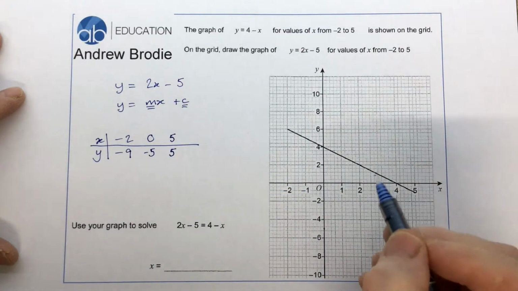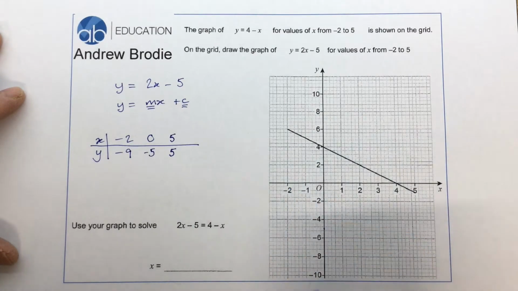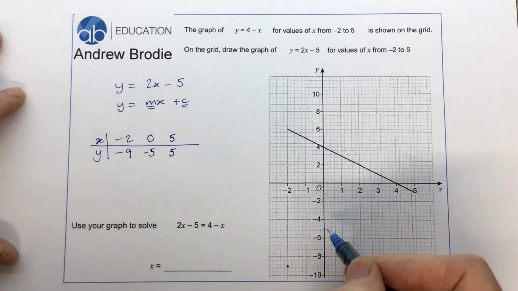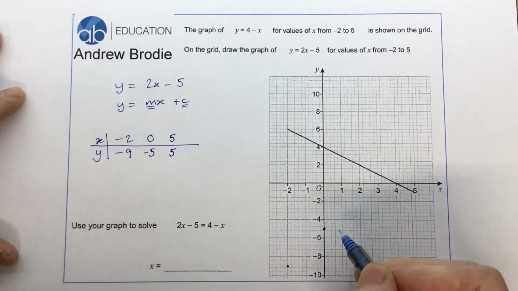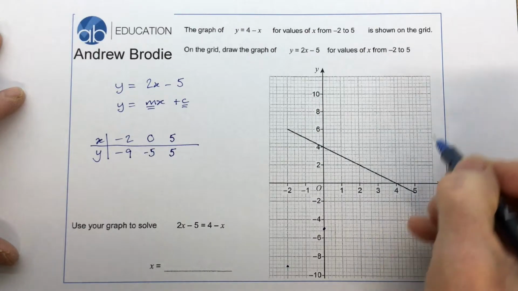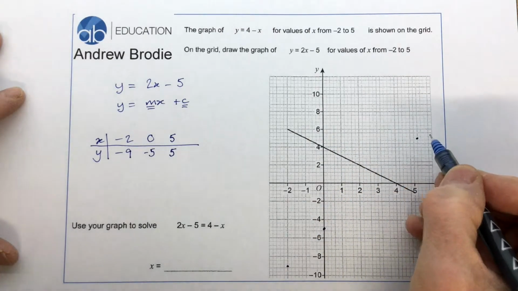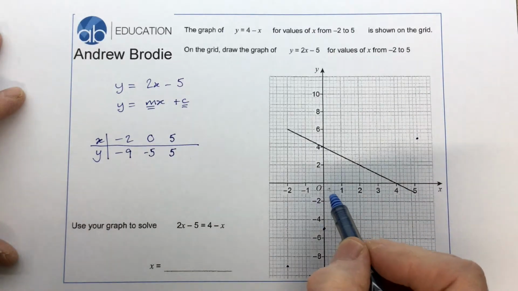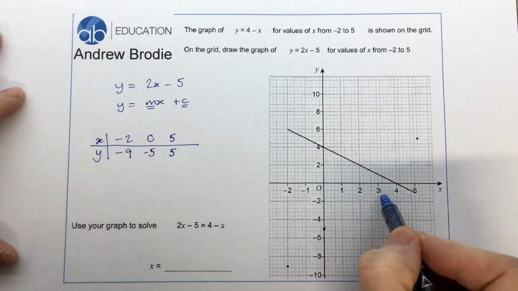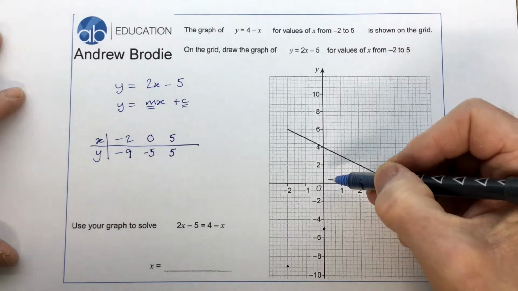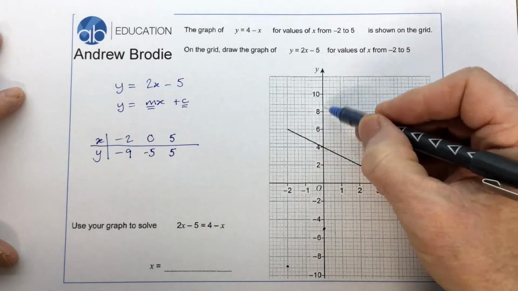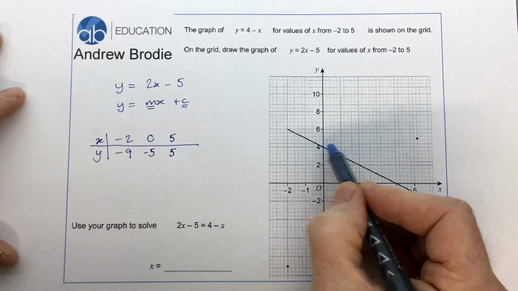Let's put those points on. So -2, -9 is there. 0, -5 is there. And 5, 5 is there. Notice how the x-axis is measured 1, 2, 3, 4, 5, and the y-axis is going up in 2s, 2, 4, 6, 8, 10. So you've got to be very careful to find the right spot.